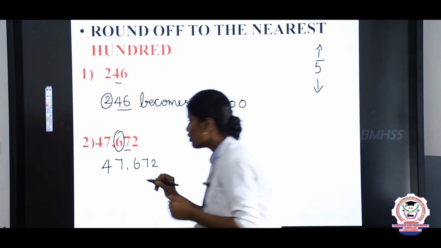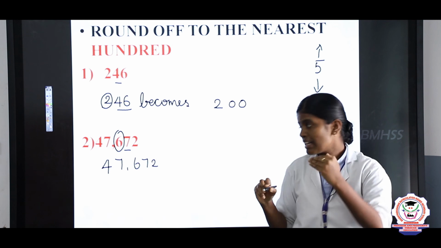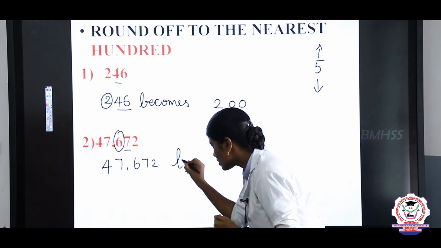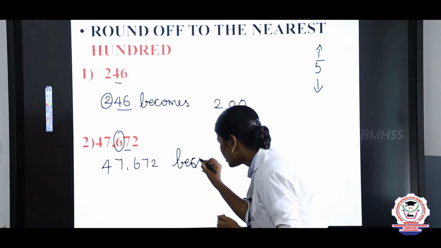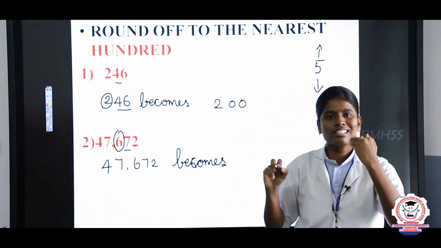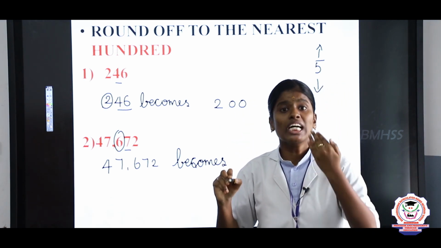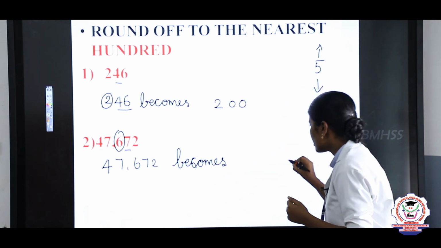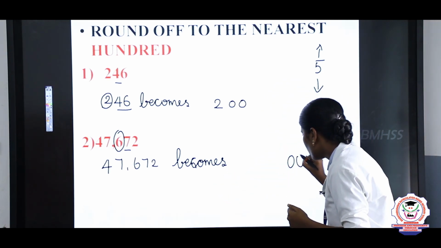47,672 becomes... so what is this? This is rounding the number to the nearest 100. Nearest to 100 means simply add 2 zeros.